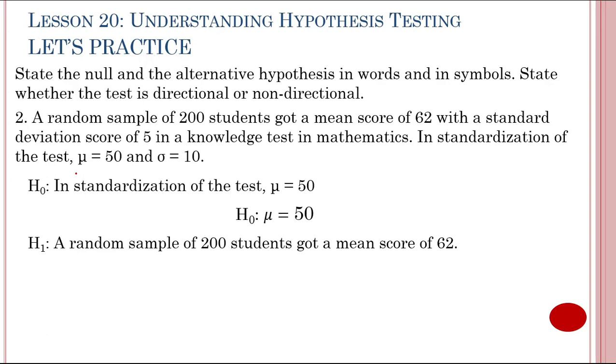A random sample of 200 students got a mean score of 62. Therefore, ang alternative hypothesis natin ay H sub 1, the mean is greater than 50. Very good. Meron na akong null, meron na akong alternative. Is this directional? Yes, it is directional and it is right-tailed. So, kuha ba? Okay, very good.